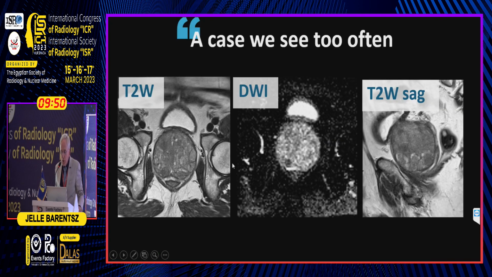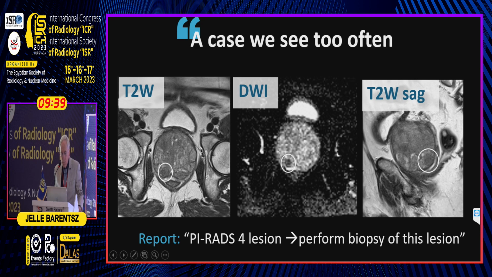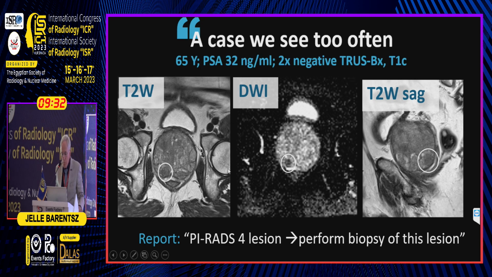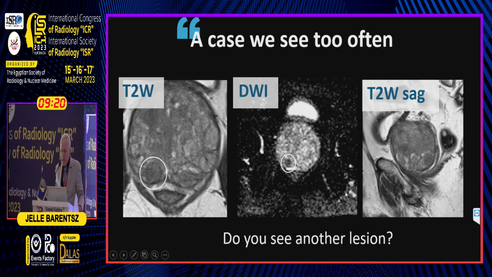This is a case we see too often. This was reported, a man with an elevated PSA, and repeated negative biopsies. This was reported as a PI-RADS 4 lesion. And the advice was, let's do a biopsy. Well, you shouldn't do that, I think. Because this is an encapsulated lesion, which is not a 4 but a 1. So, wrong read.